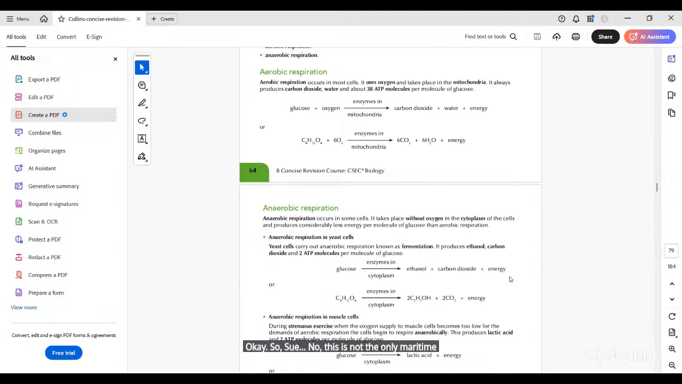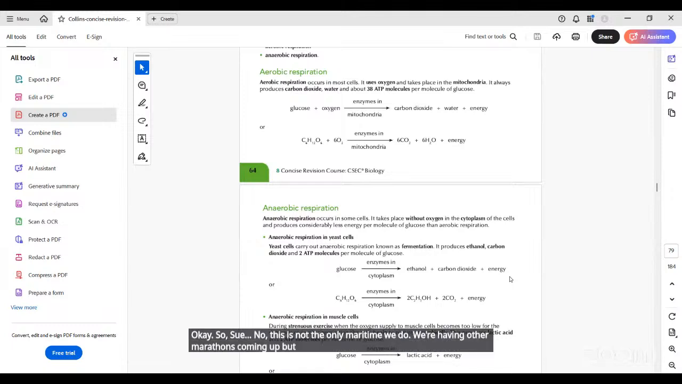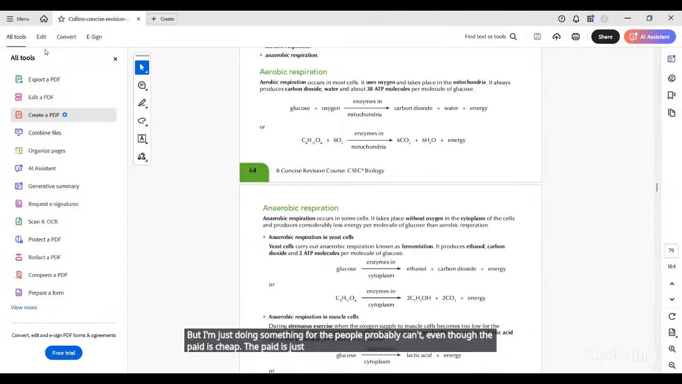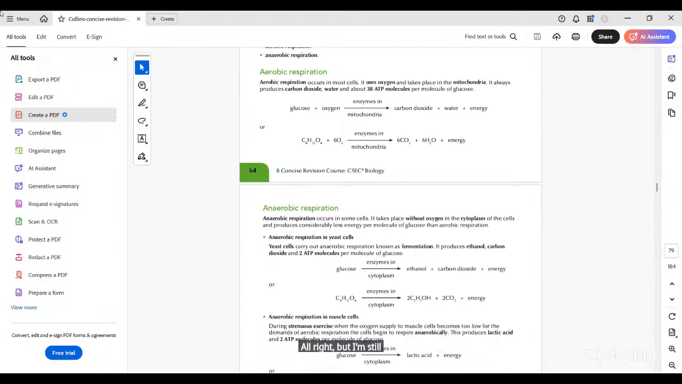So Sue, no, this is not the only marathon. We're having other marathons coming up, but we also have extra classes which are paid otherwise. But I'm just doing something for the people who probably can't, even though the paid is cheap. The paid is just $1,000 per class. But I'm still doing something for free, which we do every year.